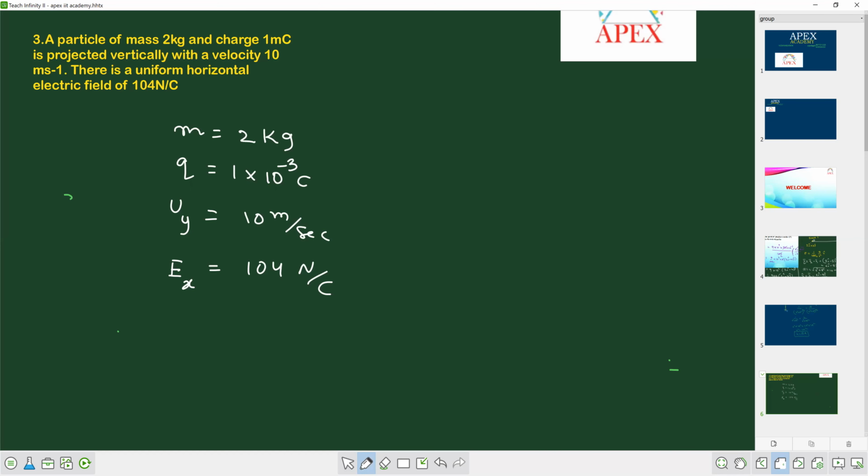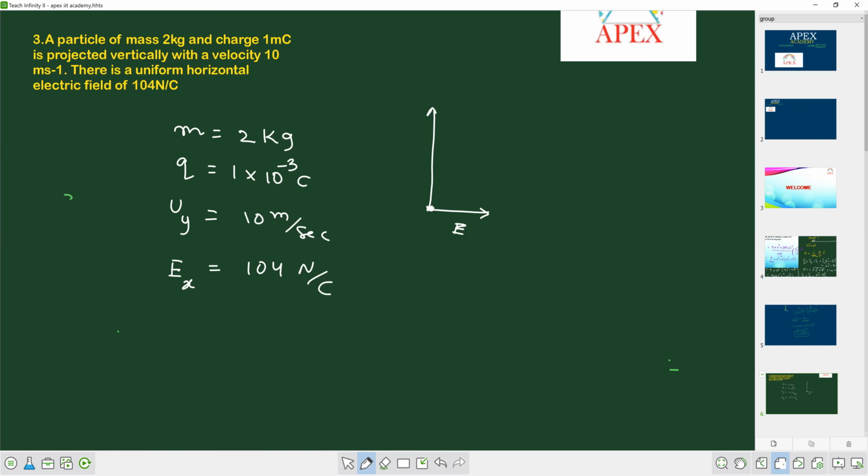And how was the particle projected? The particle was projected vertically in the upward direction. So whenever a particle is projected like this, basically because of gravity, what will happen? It will go to a certain height and again it will come down. But along with the gravitational force, horizontally some electric field is acting, which can influence this positive charge, which can bring this positive charge along the same direction.